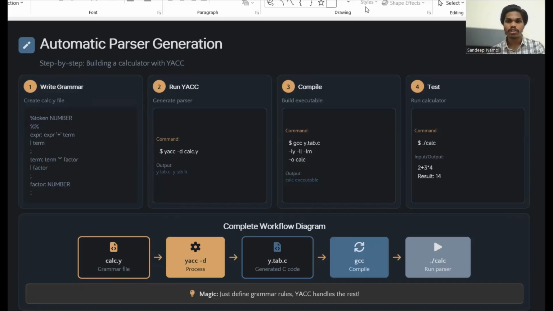Now we are going to run our calculator with the steps that we have processed before. After running the calc file, that is our calculator, we have to give an input such as 2 plus 3 star 4 and press enter. The calculator performs all the steps and outputs the computed result, that is 14. So basically this is the complete workflow of automatic parser generation using the YACC parser. And that's the magic. You just define the grammar rules and YACC handles the rest.